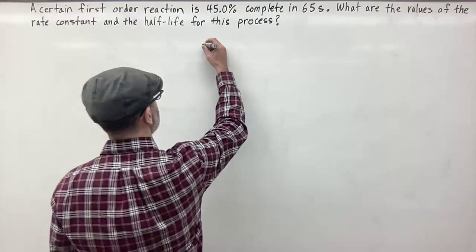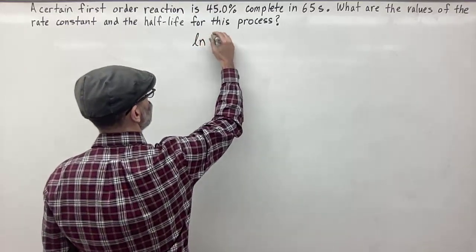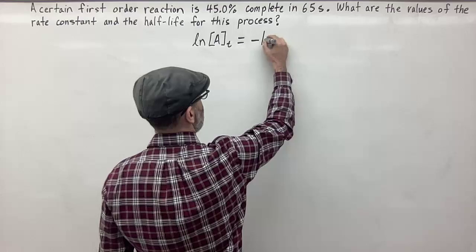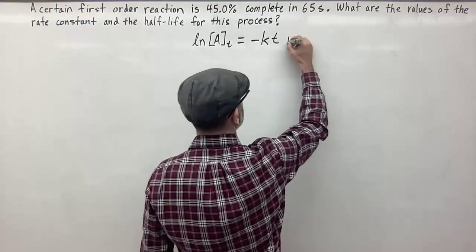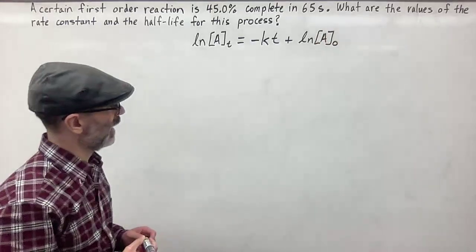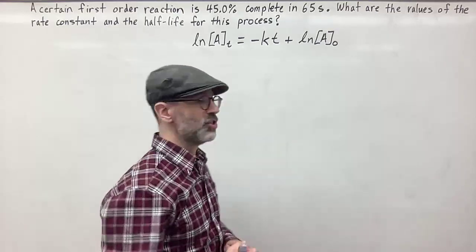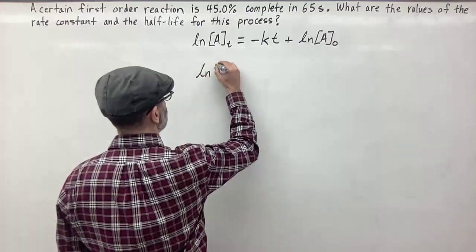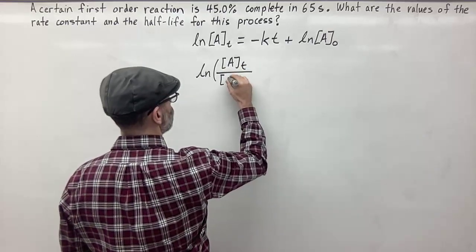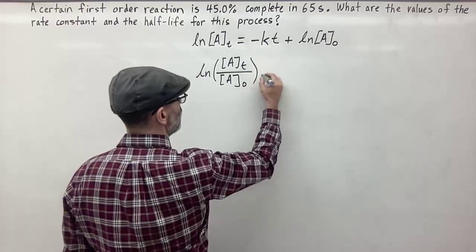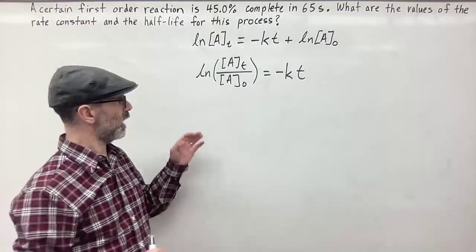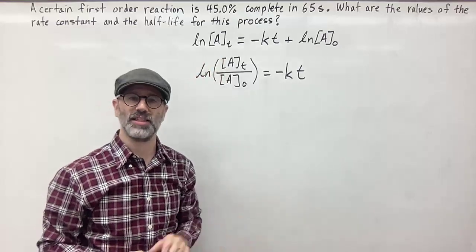For the first order reaction, the integrated rate law is going to be the natural log of the concentration of some substance A at time t is equal to negative K times the time t plus the natural log of the initial concentration of substance A. This is one version of the equation. The other version you could use is the natural log of the concentration of A at time t divided by the concentration of A initially, equal to negative K times t. Either version you can use. I'm going to use this version, but you can use the other as well. It should get you the same answer.